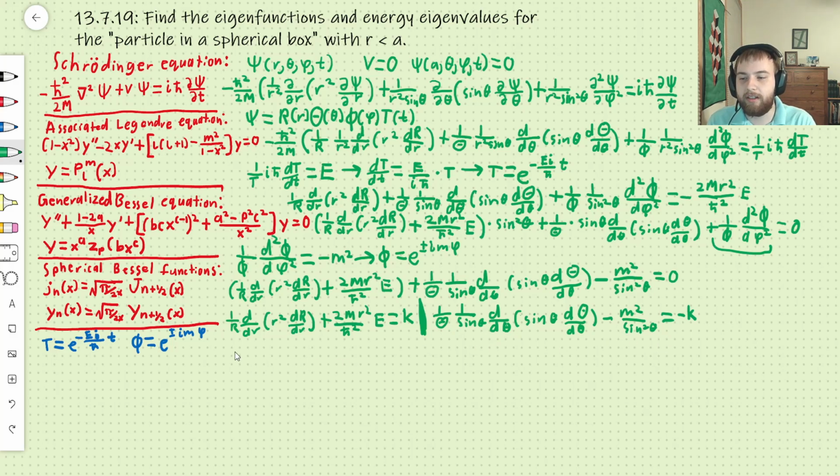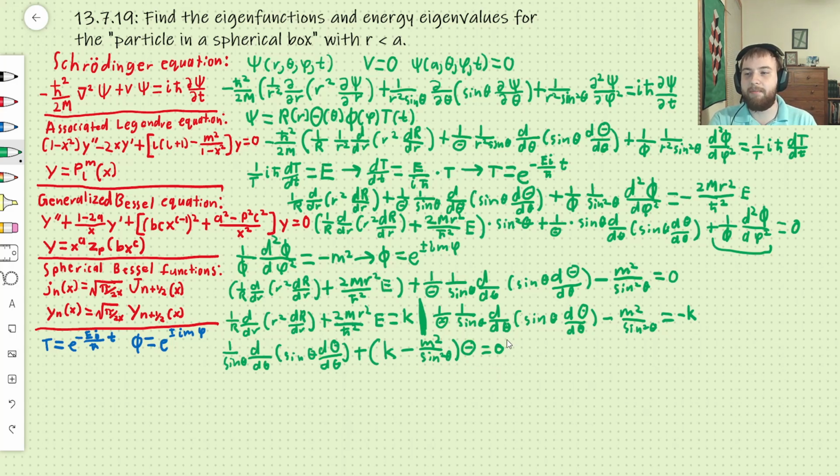And you'll see why we're doing that in just a little bit. This is going to be sine theta d/dθ (sine theta dΘ/dθ), plus (k minus m squared over sine squared theta) times capital Theta equals 0. And you may be wondering why we did that.